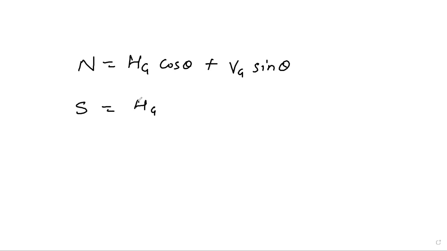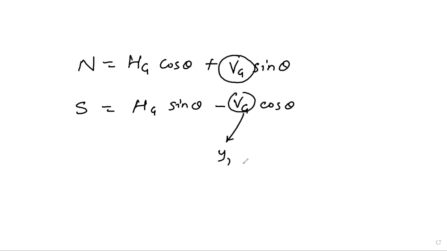So the equations of H, N and S we have already written. N is equal to Hg cos theta plus Vg sin theta. Then the radial shear equation is Hg sin theta minus Vg cos theta. For Vg, we have calculated the values of y1 and y2. Okay, that is shear, right?